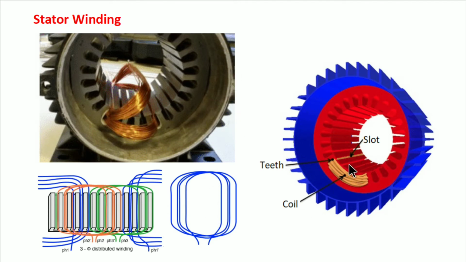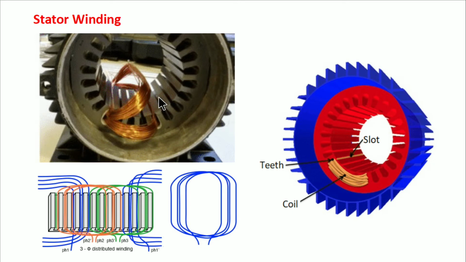This diagram shows the coil which is inserted in the slots and its overhang is seen here. This part where there is a cut is called slot. This area is slot, and between the two slots this part is called teeth. The teeth is this core part between two slots. So this structure is like teeth, slot, and so on.